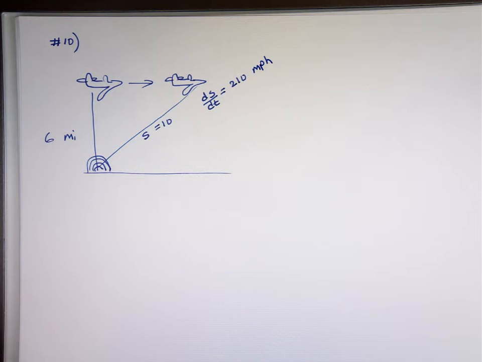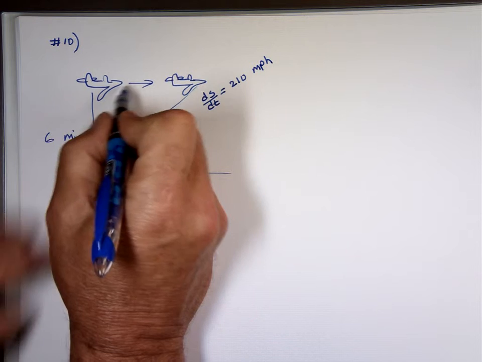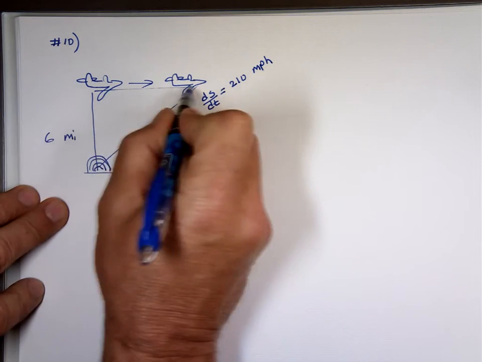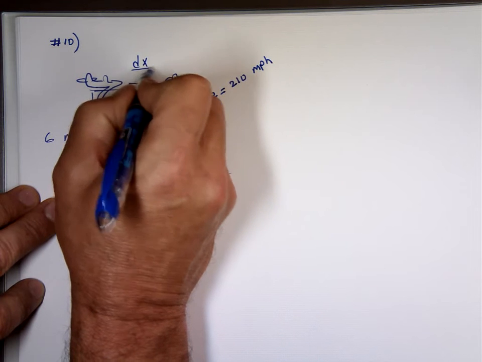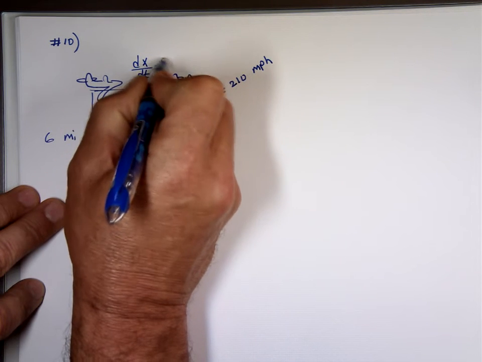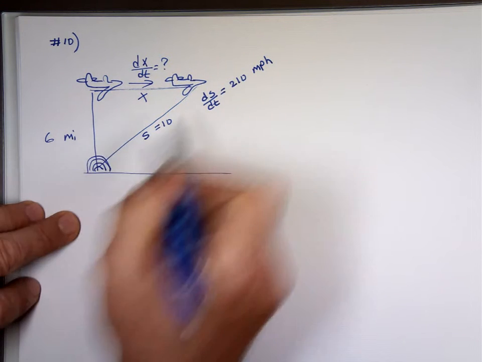What is the speed of the airplane? If I call this distance, what should we call this distance? Should we call it x? What's dx/dt? That's really what they're looking for. We don't care about that distance. I'm flying that plane. I need to know how long it's going to take me to get to my target.